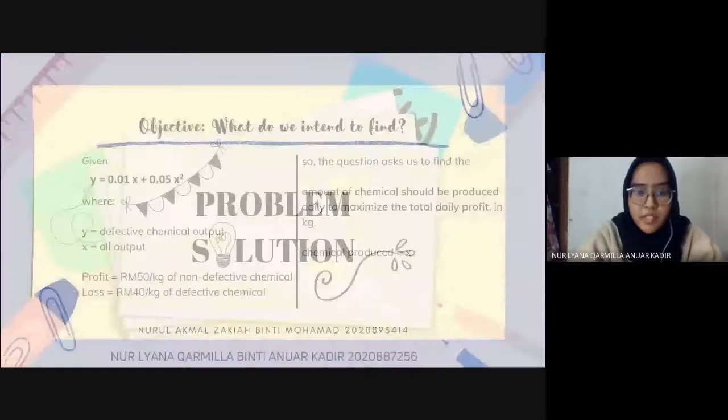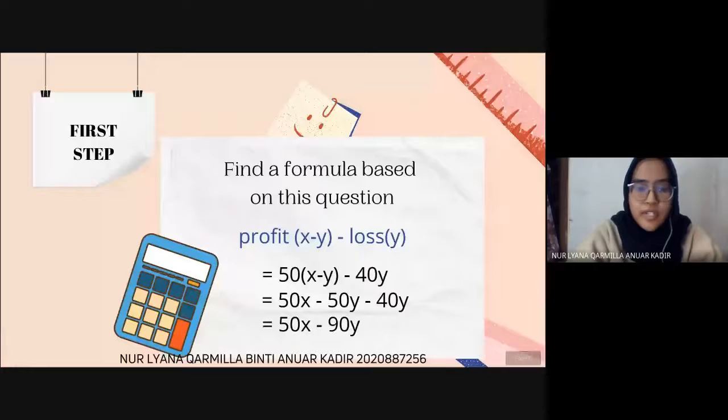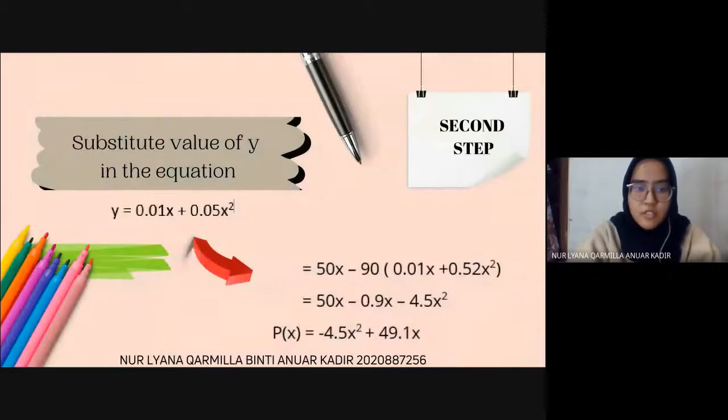How can the problem be solved? Let me explain step by step. For the first step, we need to find a formula based on this equation: profit equals 50 times (x minus y) minus 40 times y. In this equation, we know 50 is profit and 40 is loss. So we got 50x minus 90y. For the second step, we need to substitute the value of y in the equation. Given y is 0.01x plus 0.05x squared. So we substitute the value of y in this equation and we got 50x minus 0.9x minus 4.5x squared. And the equation for P is negative 4.5x squared plus 49.1x.